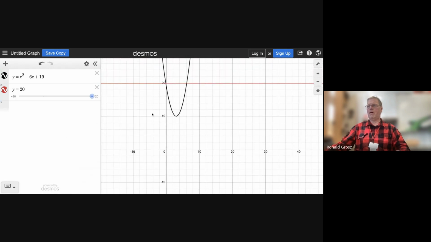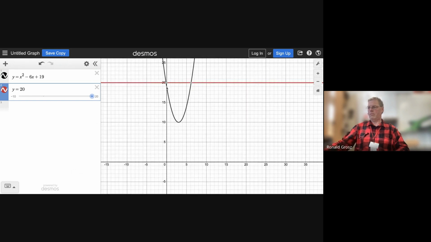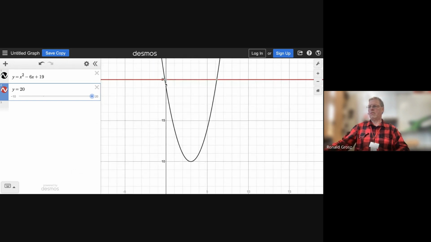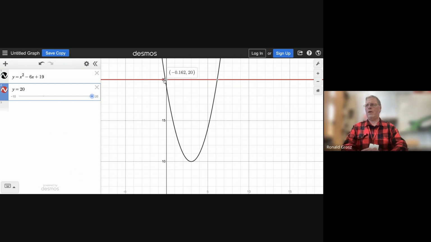I don't see my line. Oh, it's up here. Look, I can find out where my equation would be 20. I can find out the two values of x that will work. We go. I'm at negative 0.182 is 20, and at 6.162 is also 20.